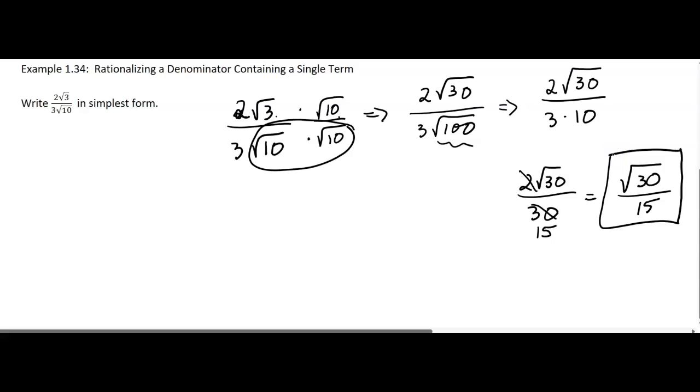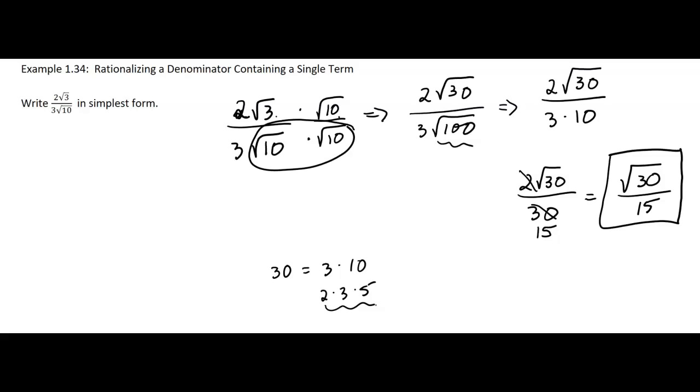Now, you might have some questions, though, like, boy, that 30 seems kind of big. It seems like I should be able to do something with it. But what is 30? 30 is just, well, 3 times 10, right? Or 2 times 3 times 5, like if you broke it down into its primes. You don't have any pairs, so you can't get anything out. So even though 30 is kind of a big number, you can't simplify the square root of 30.